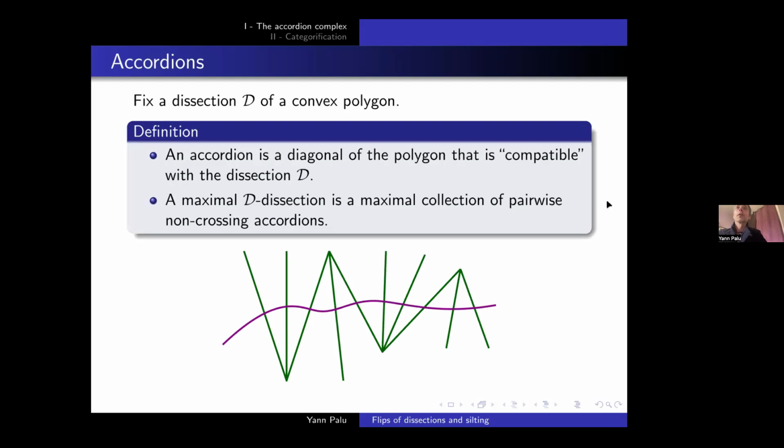And the term accordion comes from this picture. The arcs of the base dissection crossed by an accordion have this shape, and hence the term.